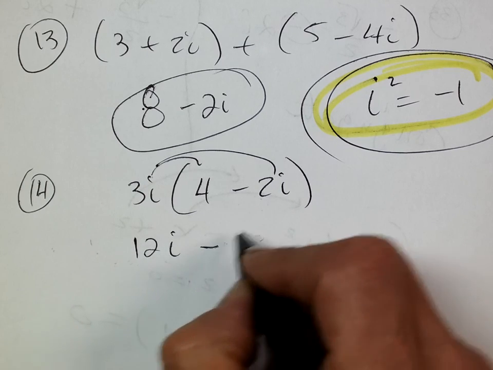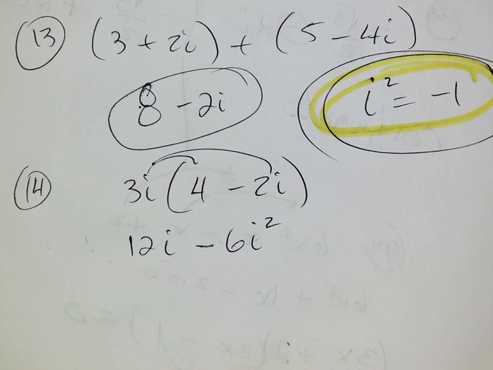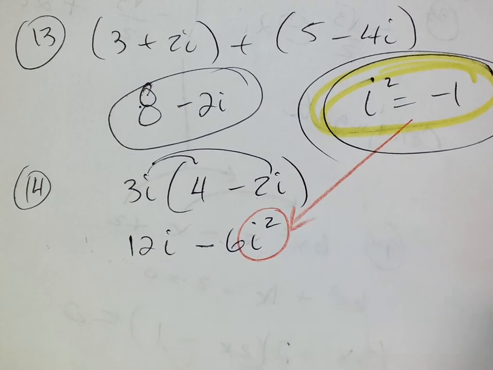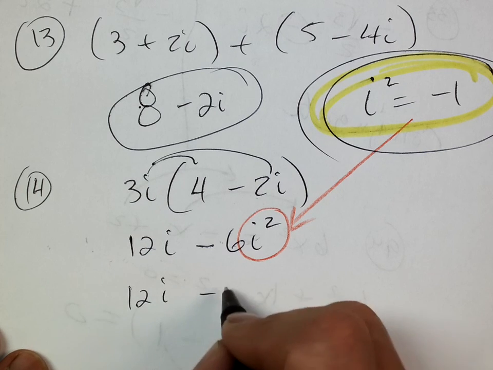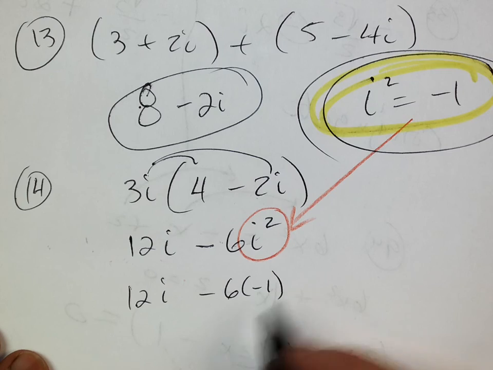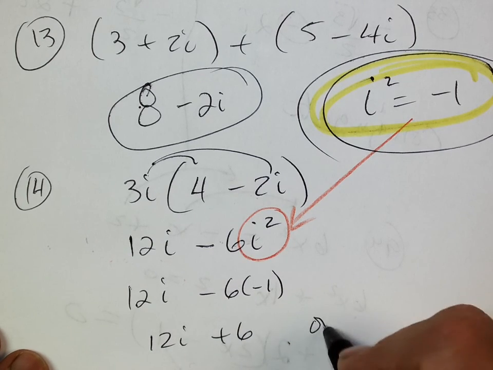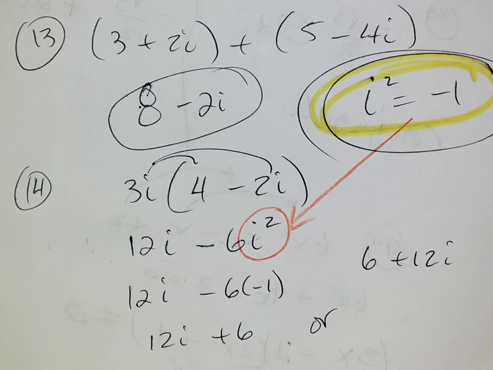12i minus 6i squared. Okay, and what's i squared? i squared is equal to negative 1. So I'm going to rewrite this as 12i minus 6 times negative 1, which makes a positive 6, right? So my answer is just 12i plus 6. Or, in the right order, it would really be 6 plus 12i, but I'll take either one, okay? Wasn't so hard, was it?